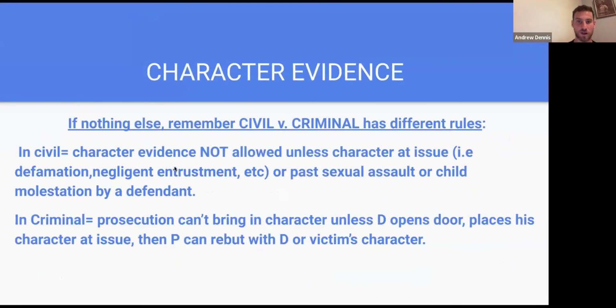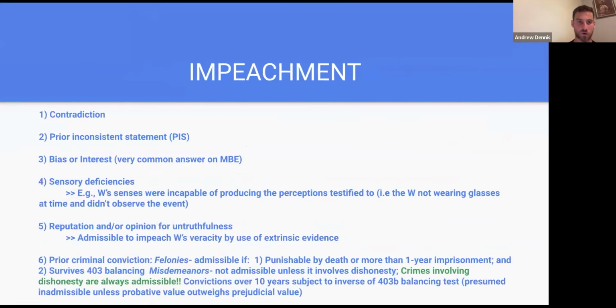Okay, so good stuff. We talked about character evidence. We talked about prior bad acts, the mimic rule. Now let's talk about impeachment. Impeachment is discrediting someone. Someone says something and we're trying to say that that's not solid, right? We're trying to impeach it. So you can impeach via contradiction, via prior inconsistent statement, bias or interest, a very common answer. So I'll do these two real quick: prior inconsistent statement and bias or interest.